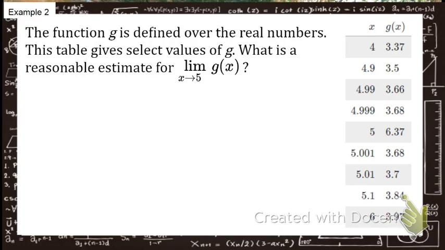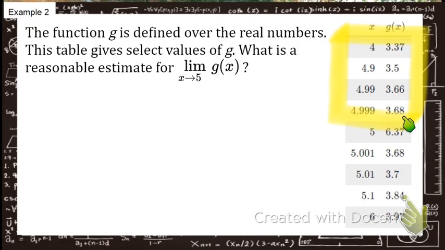So do me a favor and look up at my screen real quick. I'm going to go towards 5 from the left. So here are these numbers: 4, 4.9, 4.99, 4.9999999. So from the left, I'm looking at these. Let's look at the y values: 3.37, 3.5, 3.66, 3.68. Cool.